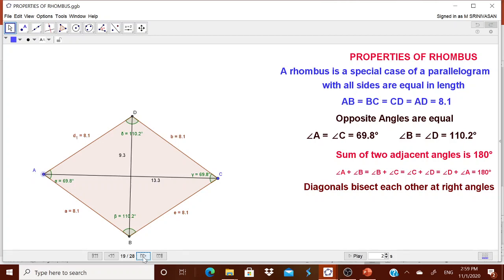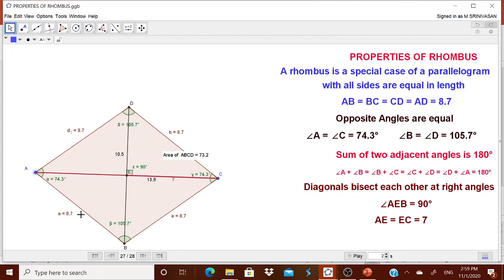One diagonal is already there. We will draw the second diagonal. We will show them the angle. It is 90 degrees. And they bisect each other. What is the meaning of it? We have to tell them that AE is equal to EC. And let them come and then drag it and then check it out.